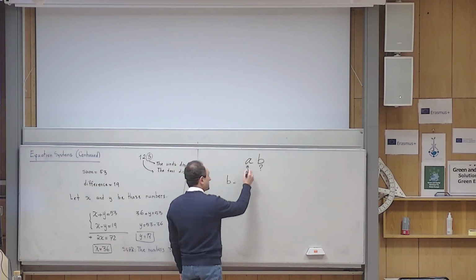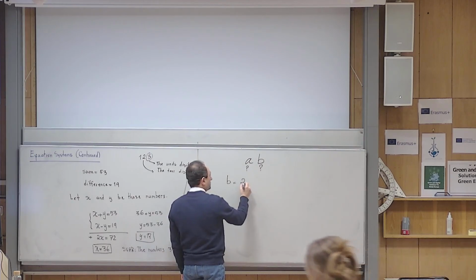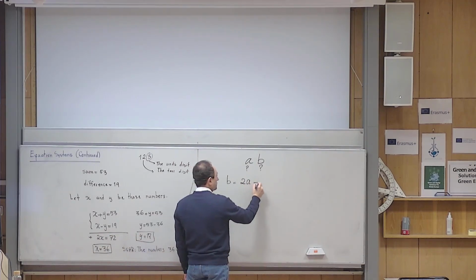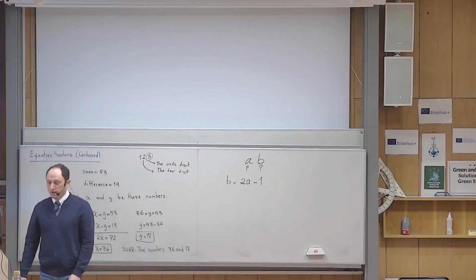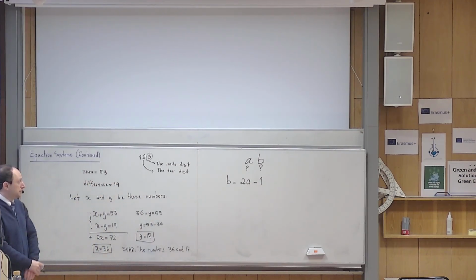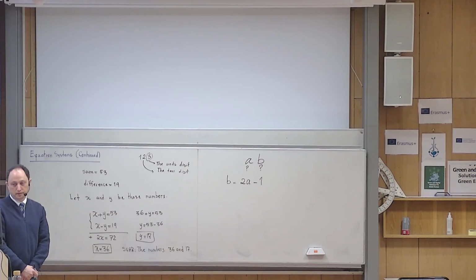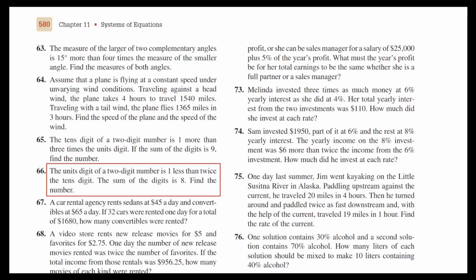So it means that if I take the tens digit and multiply it by 2 and subtract 1 from it, it becomes the units digit. So that is the translation of the first sentence. And the second one is very clear. The sum of the digits is 8.